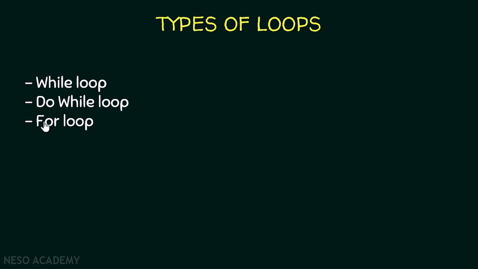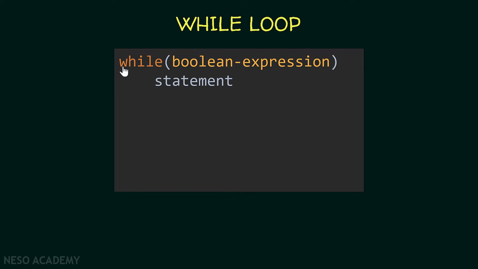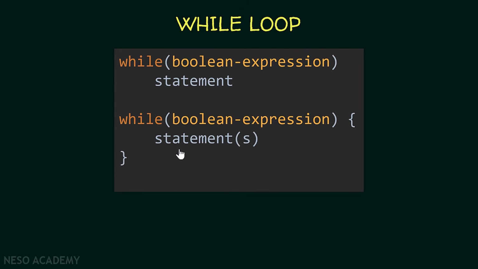Now in this video we will talk about the while loop, and in the coming videos we will talk about the do while loop and the for loop. So let's talk about the while loop. First of all, as we saw, we use the while keyword, and inside parentheses, just like an if statement, we will put a boolean expression or a condition. And after that we can have a statement or a group of statements, so we can put braces over here.